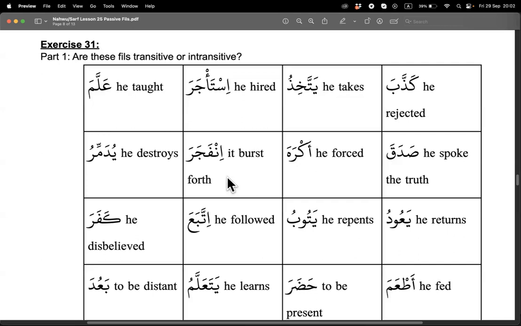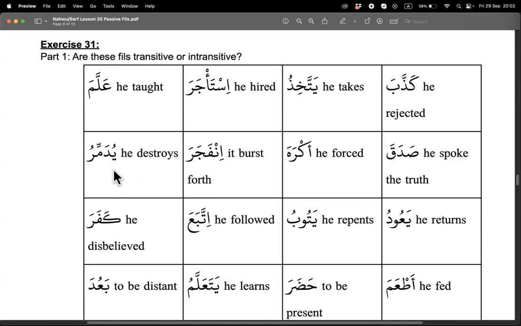And the next one, in fajaro. This one is lazim. It bursts forth. Basically, something like the pipe bursts. You cannot say the pipe was burst. And this pattern, later we learn also. With this noon here and then three root letters, this family of words is definitely lazim.